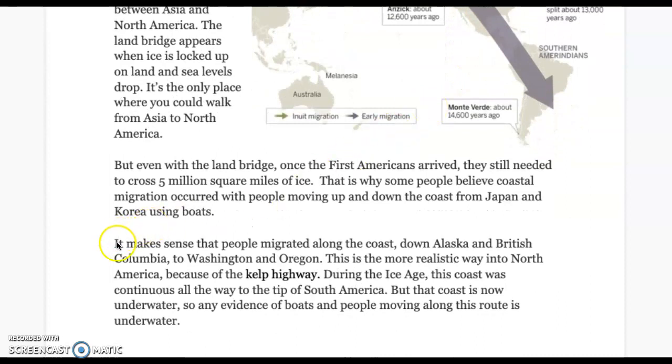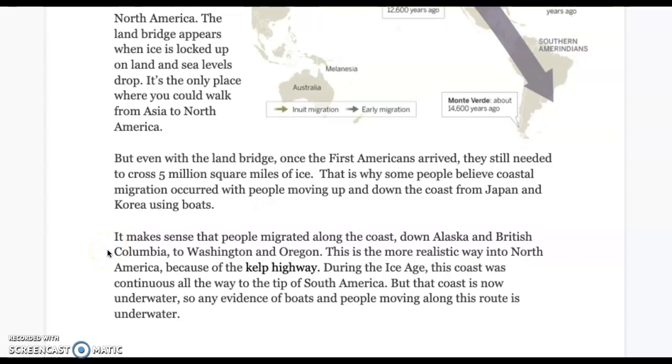To continue with the article right here, it says, it makes sense that people migrated along the coast, down Alaska and British Columbia to Washington and Oregon. This is the most realistic way into North America because of what they call the Kelp Highway. During the Ice Age, this coast was continuous all the way to the tip of South America. But the coast is now underwater, so any evidence of boats and people moving along the route is underwater.